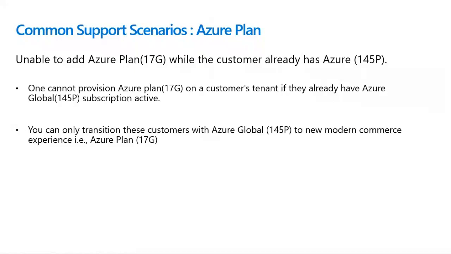Next, we have a scenario where the customer already has Azure Global, that is the 145p subscription provisioned, and then the partner admin is trying to add Azure Plan 17G. As per the product design, it's not a supported scenario, as ideally you can only transition Azure Global to Azure Plan. Azure Plan can be added to a fresh tenant which does not have Azure Global added.